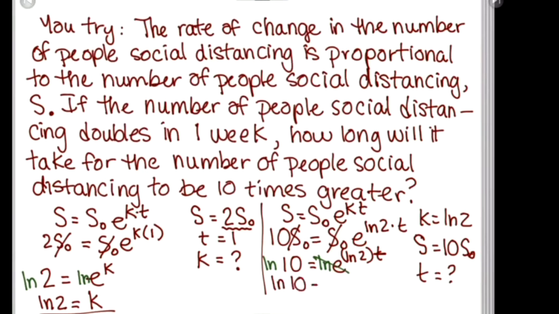ln 10 equals ln 2 times t, and then we'll just divide both sides by ln 2 to get t by itself. Okay, and if you're curious what the answer is, just type that in a calculator and we'll see how many weeks it takes for the number of people socially distancing to be 10 times greater.